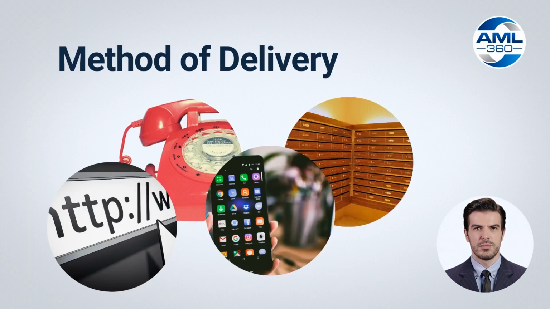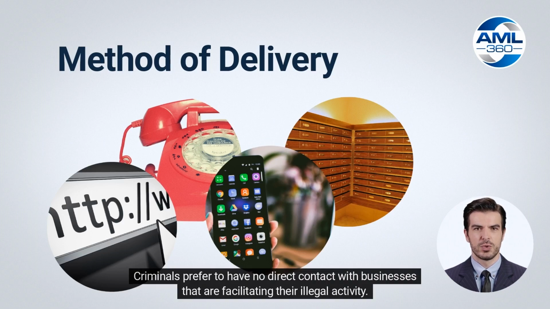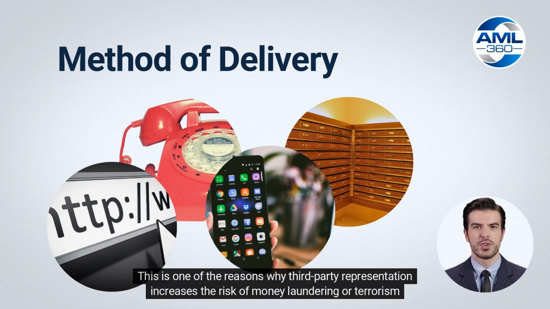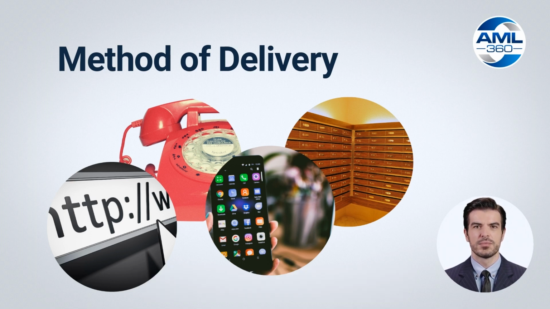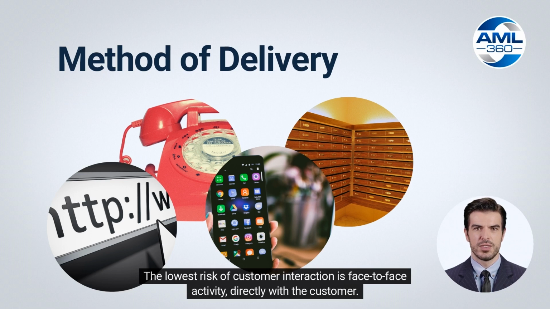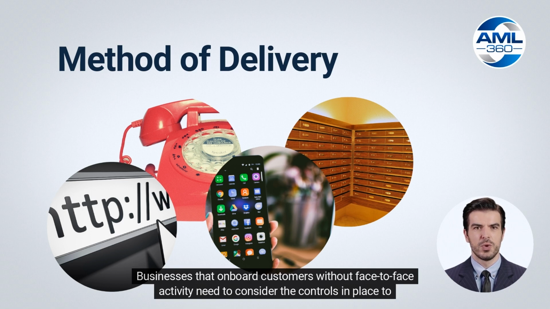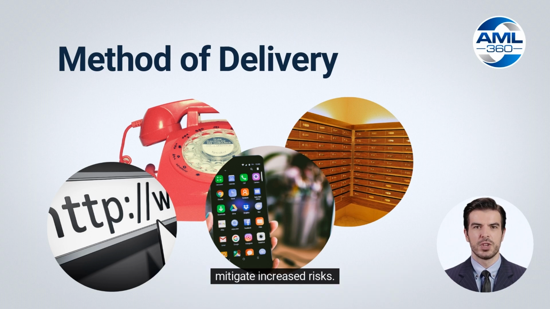Criminals prefer to have no direct contact with businesses that are facilitating their illegal activity. By distancing their proximity from the business, criminal groups have greater likelihood of avoiding detection. This is one of the reasons why third-party representation increases the risk of money laundering or terrorism financing. The lowest risk of customer interaction is face-to-face activity directly with the customer. The reality, however, is that face-to-face activity is significantly decreasing due to advanced technology. Businesses that onboard customers without face-to-face activity need to consider the controls in place to mitigate increased risks.